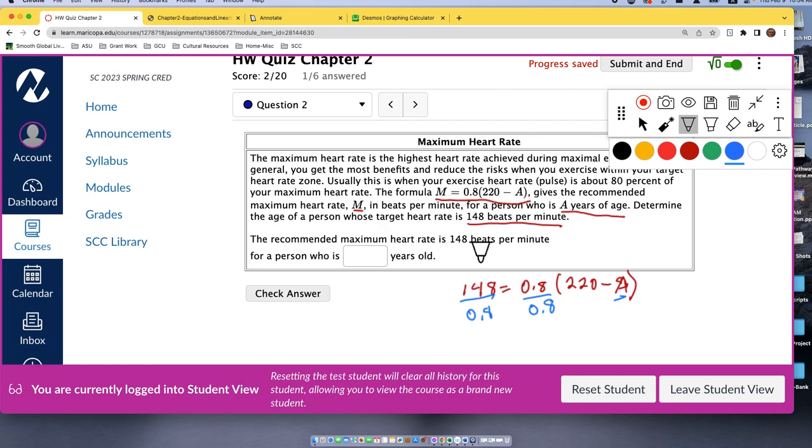So now we have 185 equals 220 minus A. So this is 185? Thank you, because I have to bust out the calculator. How does 148 divided by 0.8 equal 185? I have 1,850. Wait, did you multiply? Do you want to divide? Yeah, 185. No, I did divide. Well, for the ones that got a bigger number, you want to do 148 divided by 0.8.